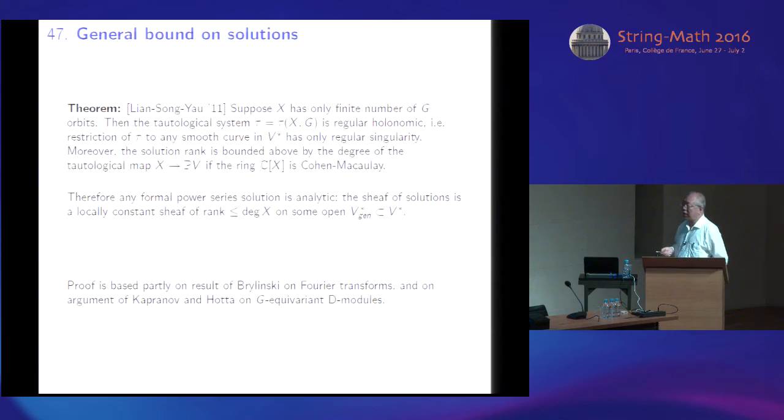So let's restrict to the Calabi-Yau manifold case now. Suppose X has only a finite number of G-orbits. Then we prove that the tautological system is regular holonomic, and the solution rank is bounded above by the degree of the tautological map, as mentioned earlier. This is based on some results of Bernstein on Fourier transform and some other works by Kapranov and Horn.